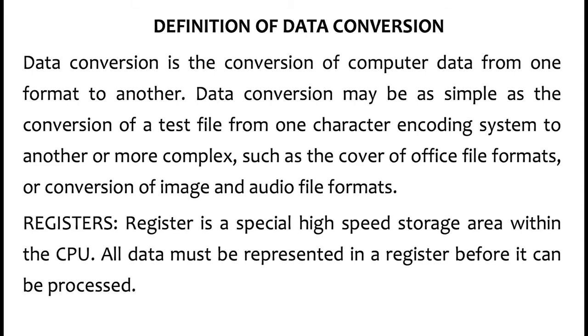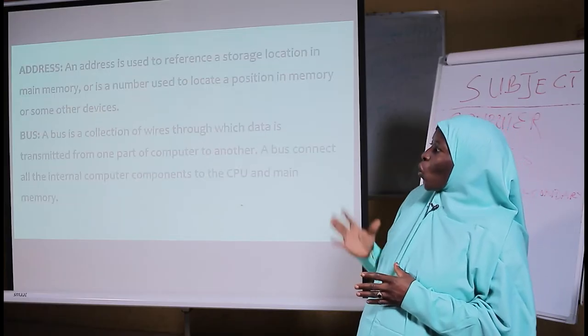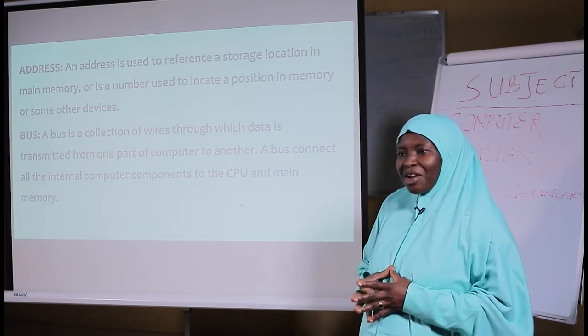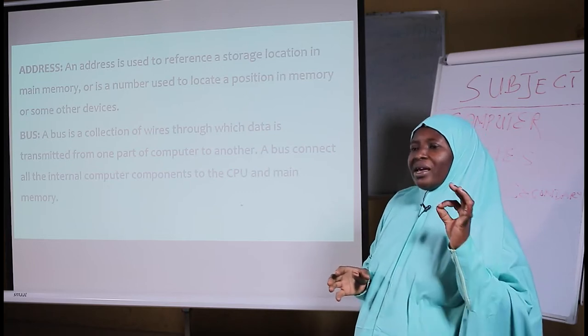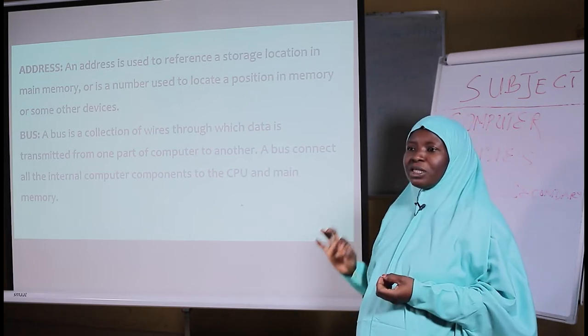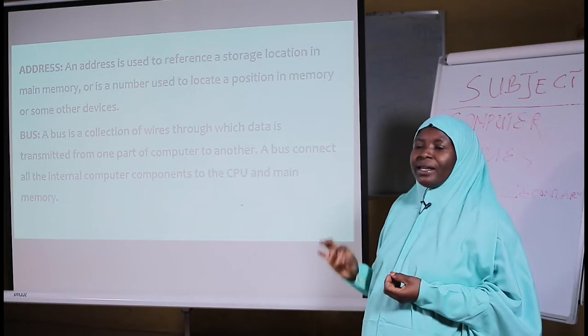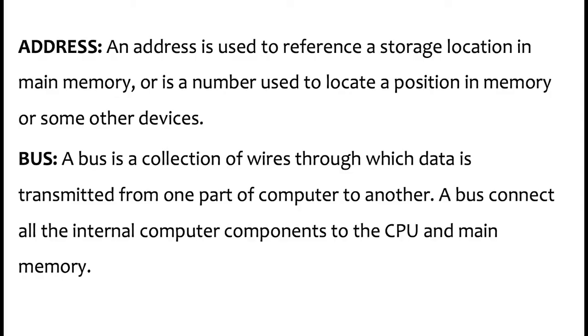That is the register. The next is the address. Address does not mean your home address. I'm referring to the address on the CPU, in your central processing unit that is embedded in your system unit. An address is used to reference a storage location in the main memory, or is a number used to locate a position in a memory or some other device. This address is usually mounted on the main memory.